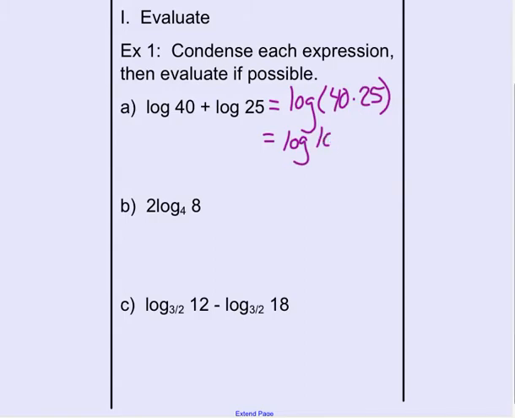40 times 25 is 1,000. This we can evaluate exactly without a calculator. 10 to what power equals 1,000? 3. So log of 1,000 equals 3.